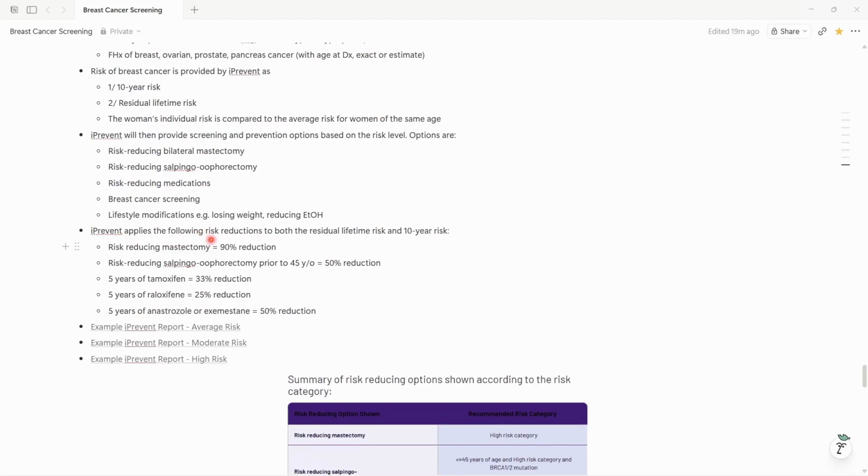iPrevent basically applies the following risk reductions to both the residual lifetime risk and the 10-year risk for that patient based on the interventions that they're recommending. So according to iPrevent, a risk-reducing mastectomy reduces the risk of breast cancer by 90%. A salpingo-oophorectomy prior to 45 years of age has a 50% risk reduction. 5 years of tamoxifen, 33%. 5 years of raloxifene, 25%. And 5 years of anastrozole or exemestane, 50% reduction.